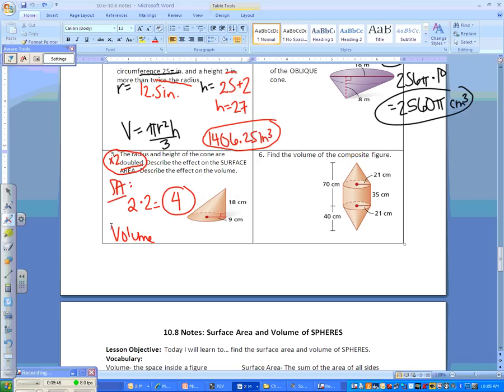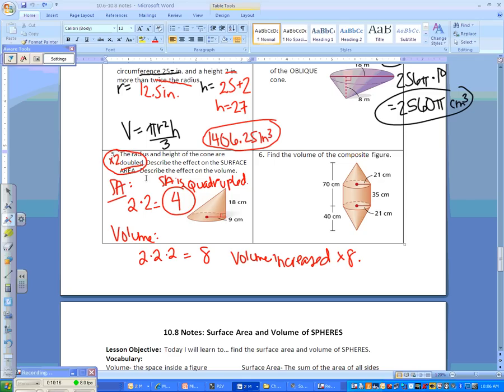For volume, you don't square it, you cube it. So the dimensions are being changed by 2. They're being doubled. So what happens to the volume? 2 times 2 times 2 is 8. So this means that the volume is going to be increased times 8. So whatever the original volume was, the new volume is going to be times 8 of that. The surface area is going to be quadrupled. So it's getting bigger by times 4.